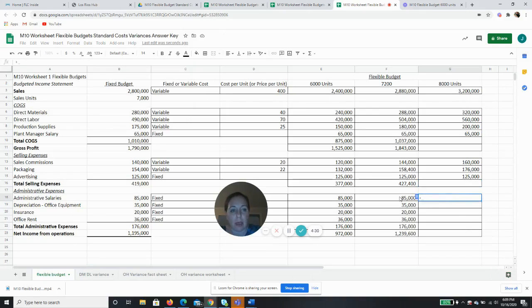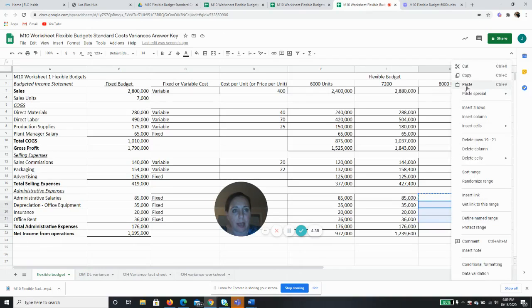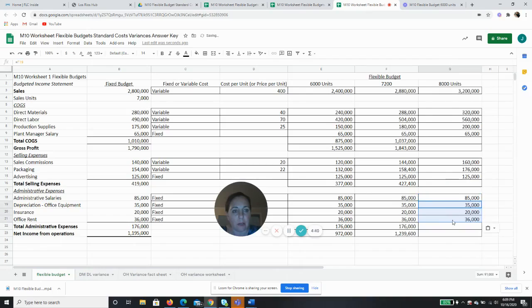And then my admin costs, of course, are all fixed. So they're all going to be the same as they were at the other levels of sales. In fact, I'm going to add those up first just to make sure I'm still at the 176,000. Yep, no matter what level of sales, I'm always at 176,000. So that makes sense.